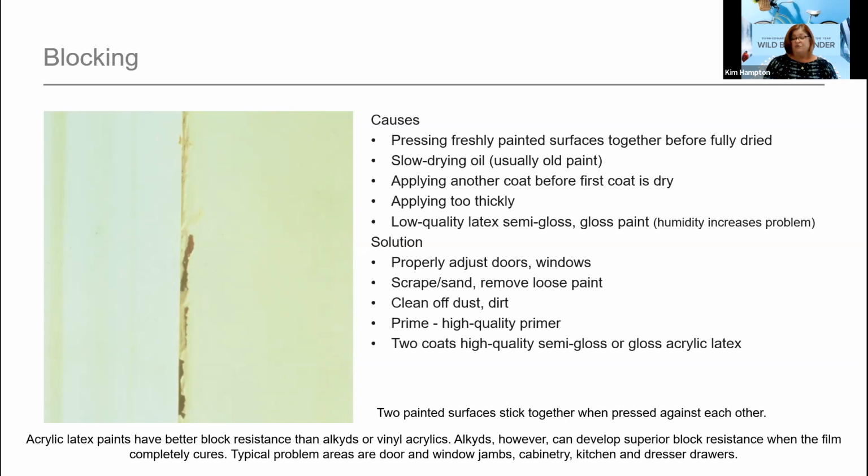Humidity can also contribute to blocking. The solutions would include making sure to properly adjust doors and windows, scrape, sand, and remove loose paint, clean off the dust and dirt, use a high quality primer, and apply a high quality semi-gloss or gloss top coat. Most blocking problems occur around doors, windows, cabinets, and drawers.